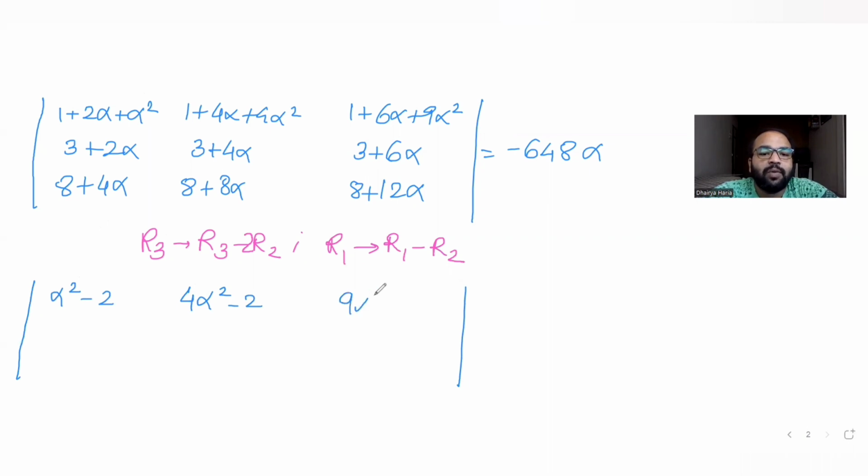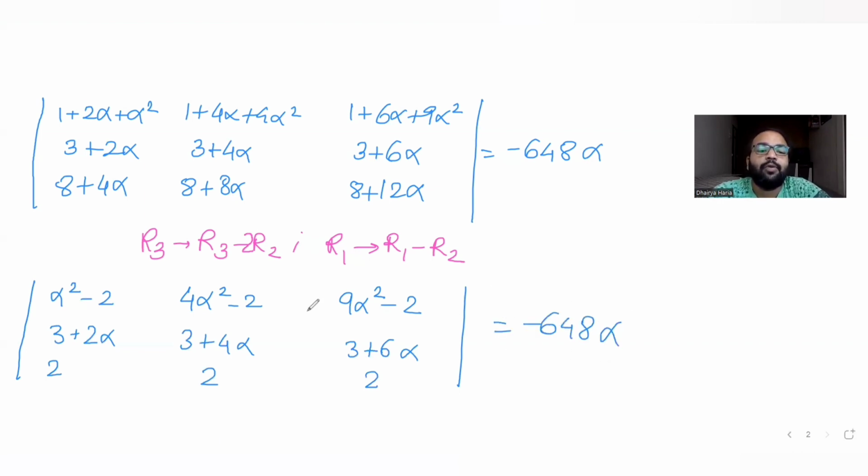Here you get 9 alpha square as it is. 6 alpha gets cancelled. 1 minus 3 is minus 2 again. Now, further, if I try to solve this, second row is as it is because we are not doing any operations on that. And further, if I try to solve this, I get 8 minus 2 times row 2. So 8 minus 6, it becomes 2, plus 4 alpha minus 4 alpha is 0 now. Here again 8 minus 6, 2, and 8 alpha minus 8 alpha is 0 now. So 2. Here also 2 because 12 alpha minus 12 alpha is 0. That's equal to minus 648 alpha.